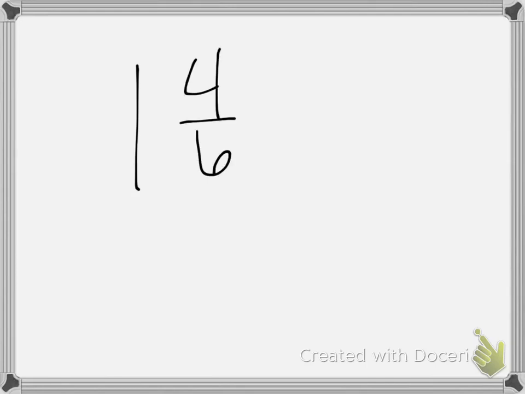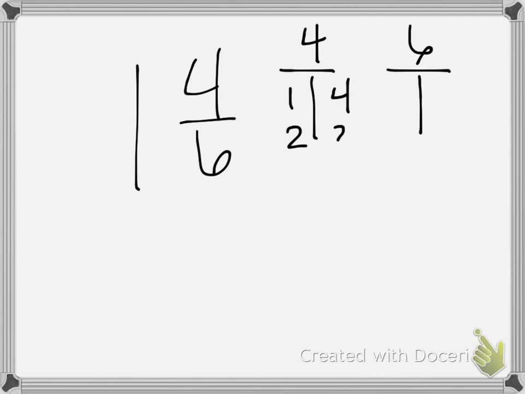Now we're going to always ask ourselves the question, do we need to simplify? Well, in order to do that, we're going to list the factors of 4 and 6. 4, 6. So we multiply 1 and 4 together to get 4, and then 2 times 2. Then for 6, 1 and 6, then 2 and 3. And we do see that they do have a factor in common, which is 2.